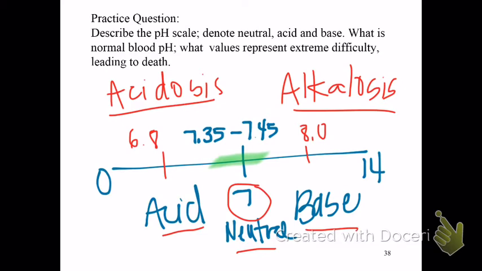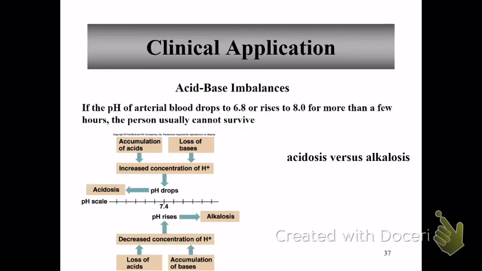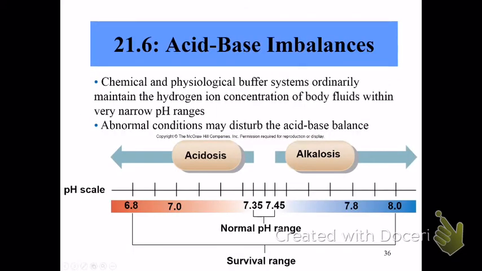What is normal blood pH? We listed that. And then what values represent extreme difficulty leading to even death? 6.8 and 8.0. And so you'll see this on the slide right before it. Nope, right there. So there it is, nice. I know my picture was better than that, I know. But there's another picture. All right, great.